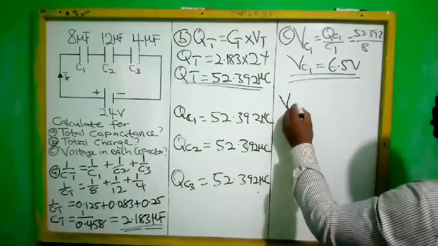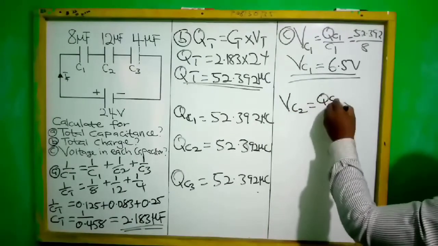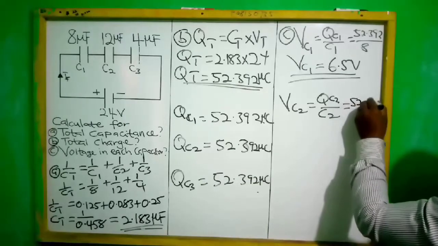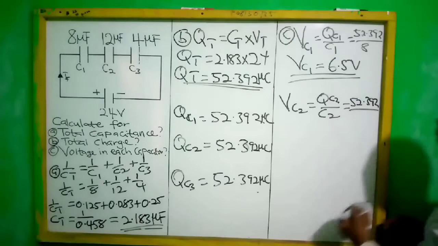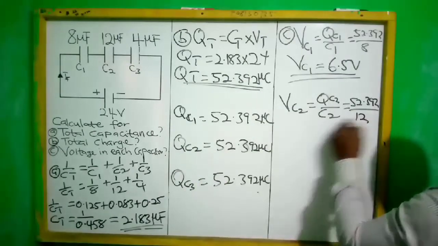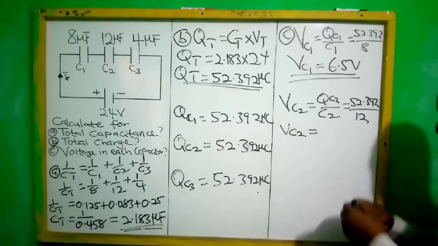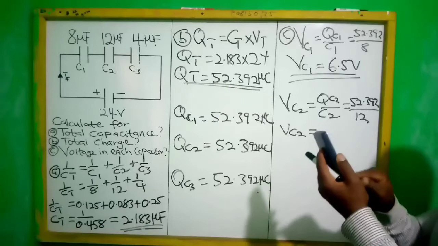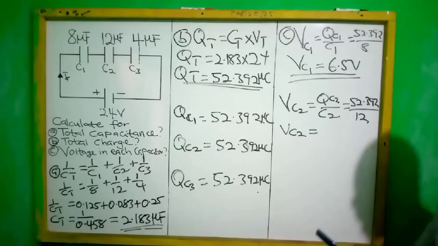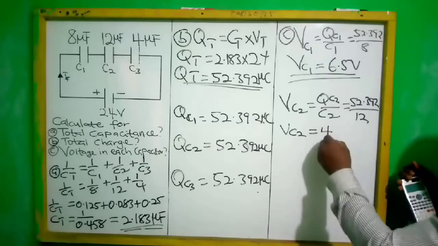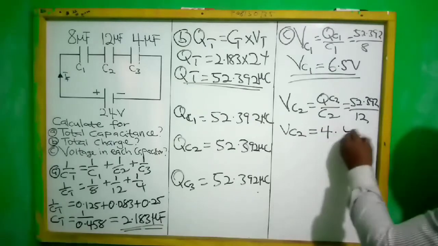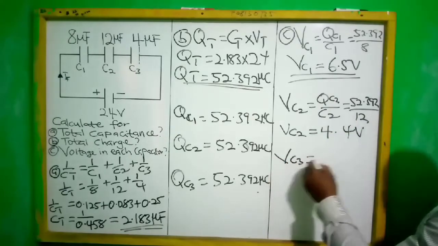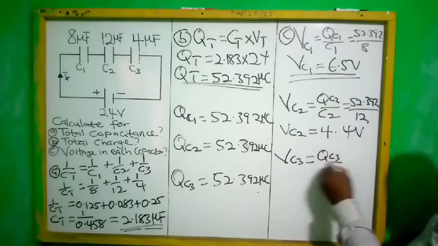Let's see the voltage in C2, which is the charge in C2 over C2. The charge in C2 is the same, 52.392, over C2, which is 12. So the voltage in C2 is equal to 52.392 divided by 12. Let's see what we have: 4 volts.